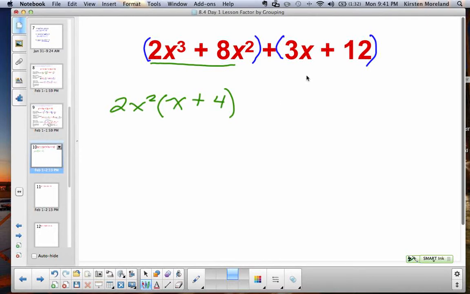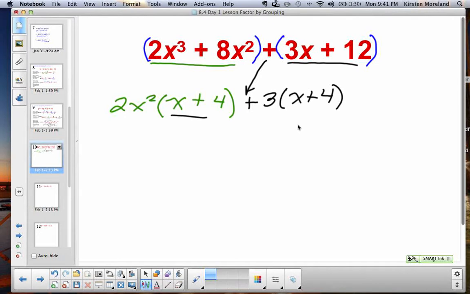And the next chunk, you're just going to look at the second group, 3x and 12. Keep the plus sign. Keep that sign and bring it down. So if you have a 3x and a 12, they have a 3 in common. So when I take away a 3, I'm left with x. And when I take away a 3 from 12, I'm left with 4.